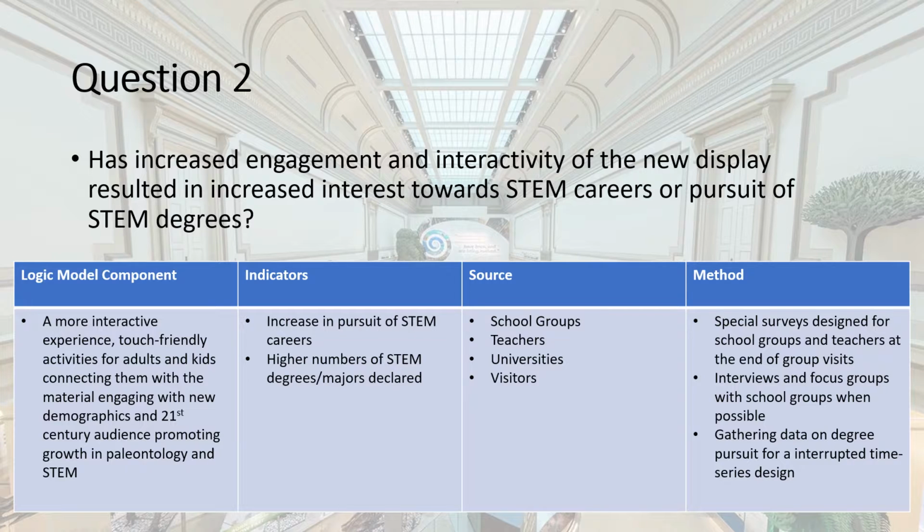If possible, these would also be combined with interviews and focus groups with school groups to get their unrestricted view on what they found most inspiring about the display. The key to this is that the people that are designing the survey may not necessarily realize what, in actuality, is the most influential part of the display. The interview and the focus group will hopefully highlight those. The information from the universities could be compiled into an interrupted time series design covering the years before, during, and after the renovation.